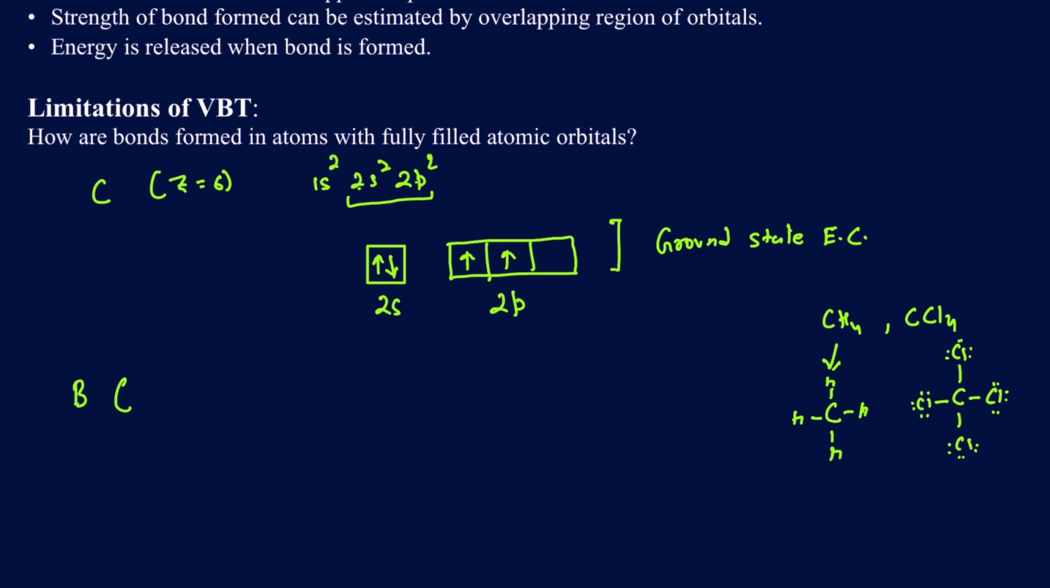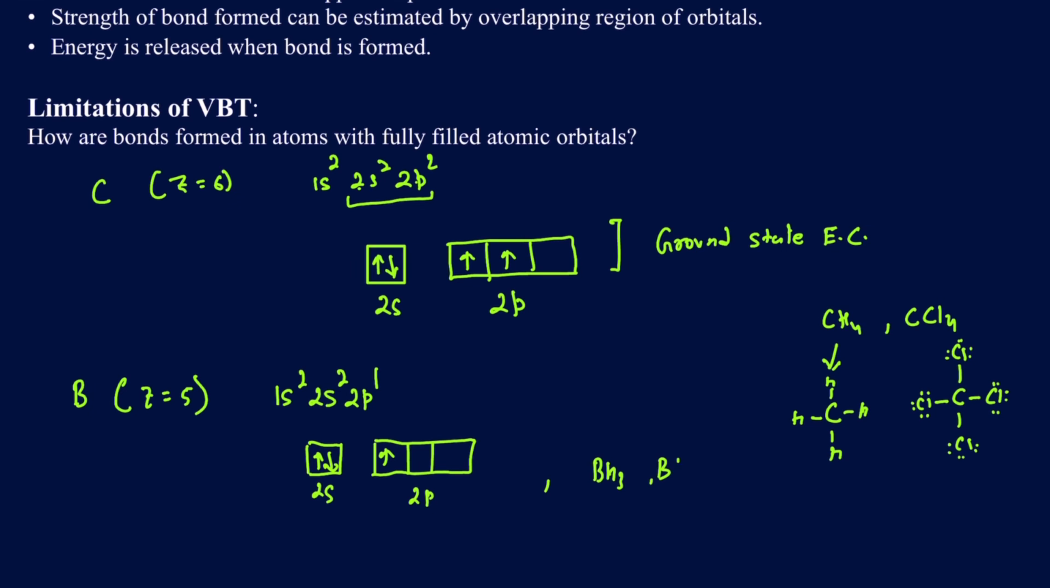If I take an example of boron, which has an atomic number of 5, that would be 1s2, 2s2, 2p1. So that is your ground state electronic configuration. Then in the valence shell, I will have two electrons in the 2s and one electron in the 2p. So based on valence bond theory, the boron is going to be able to make only one bond because it's got only one half-filled atomic orbital. But some of the examples I want to give you, the compounds that contain boron, are BH3 and BF3.